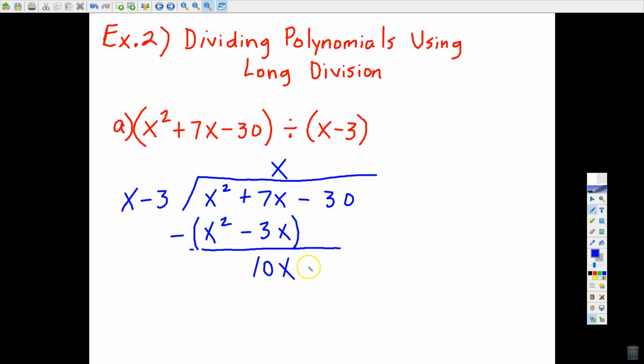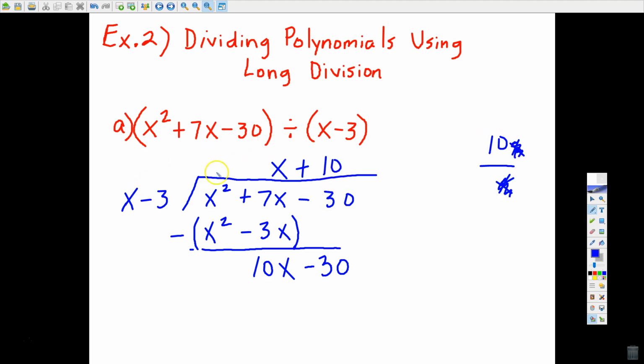And now the next step is to bring down the next term, and you basically repeat that process. First term, x, divided into first term, 10x. x divides into 10x, positive 10 times. So if you're not sure how I got that, it's literally doing this, 10x being divided by x. And these would cancel, and you're left with positive 10.